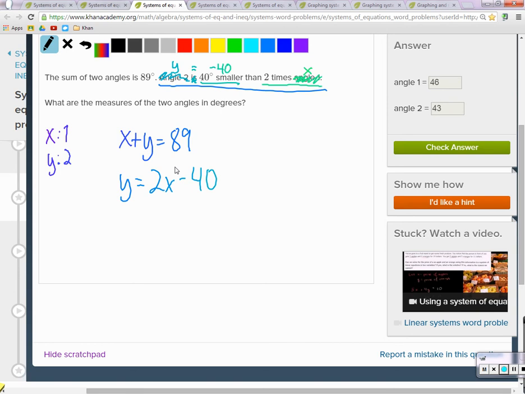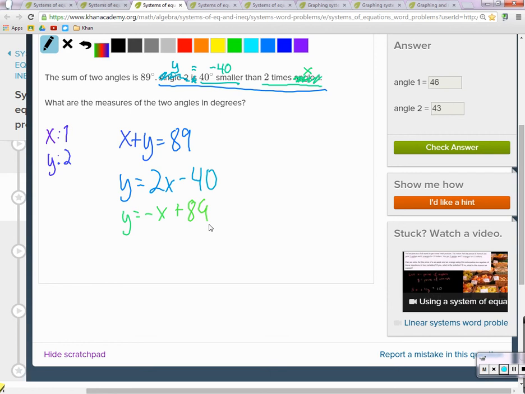How will we solve the system of equations? It doesn't say how. It just says to solve it. Find x and y. Find angle 1 and 2. Yes. Substitution. What do you mean by that? You subtract x from one side, which is x plus y equals 89. Then you set the two sides of the equation equal to each other. So if I subtract x from both sides of this equation, I'll get what y equals? Negative x plus 89. Everybody see that?